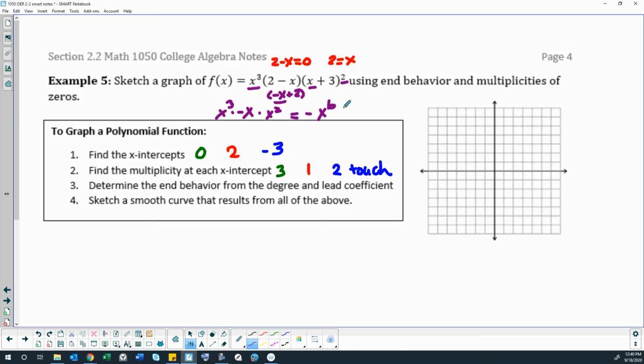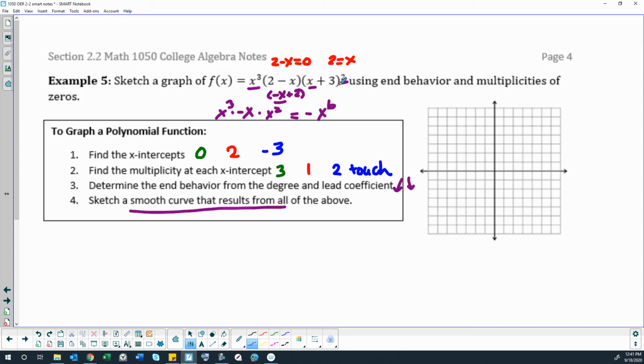And that tells us the end behavior. What's the end behavior going to be if it's a negative leading coefficient with an even exponent? What's our end behavior going to be? If you determined that it's going to be down and down because you've got a negative leading coefficient and an even exponent, you are correct. Sketch a smooth curve that results from all of the above.